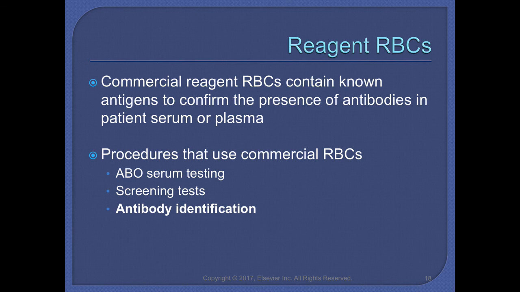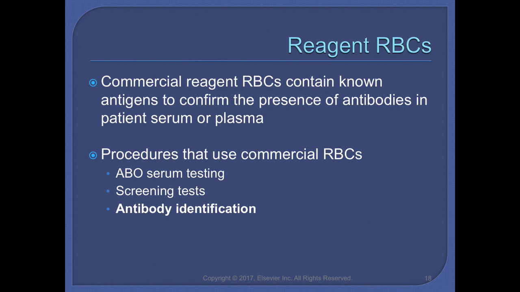Okay, so commercially available red blood cells, or reagent red blood cells, have known antigens to confirm the presence of antibodies in the patient's serum or plasma. Does that make sense? I think it would. So these manufacturers are able to provide us in the blood bank lab with reagent red cells that actually have the known antigens so that we can identify the unexpected or missing antibody we're trying to find in the patient's serum.